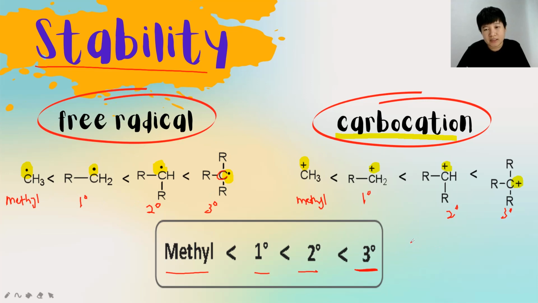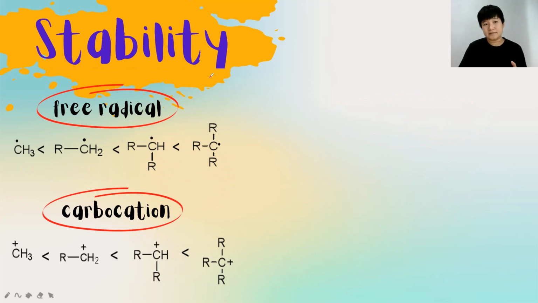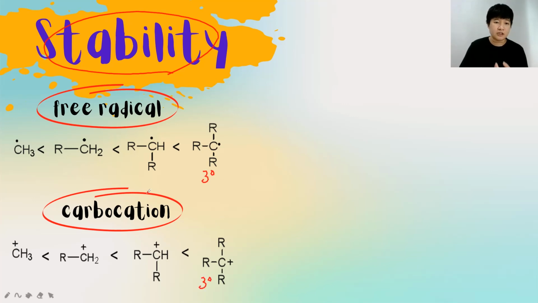The question over here is why tertiary is more stable. The conclusion is like that: tertiary is more stable than secondary, more stable than primary, more stable than methyl group. But why? In this part, we are going to discuss why the stability works like that. Okay, so we are going to talk about the stability over here.